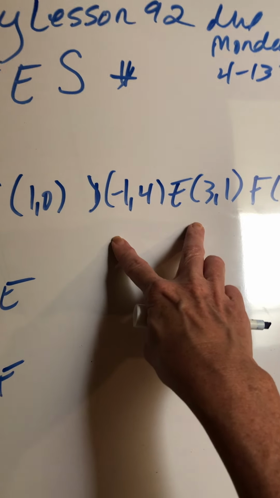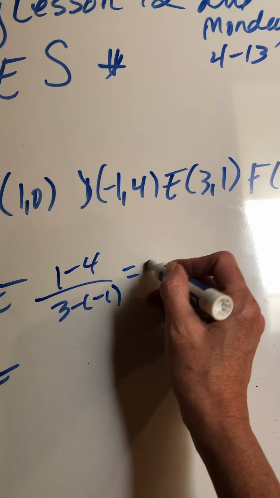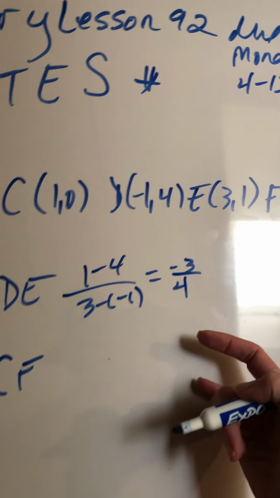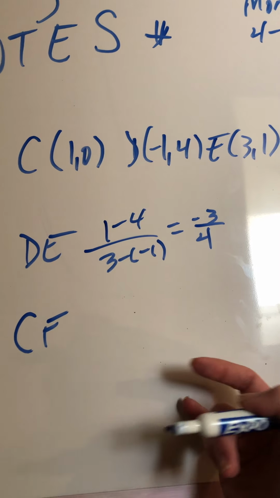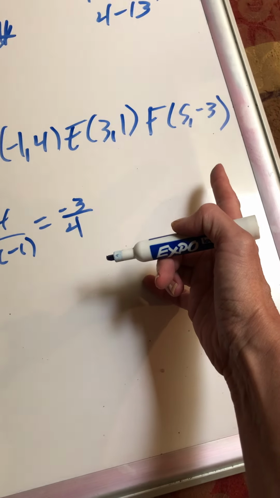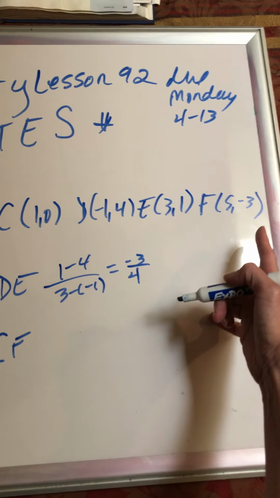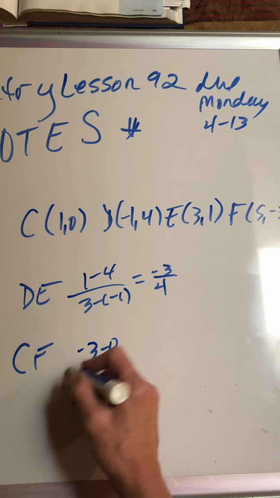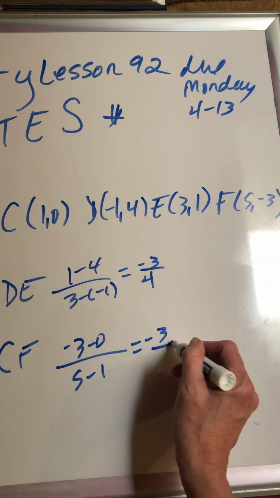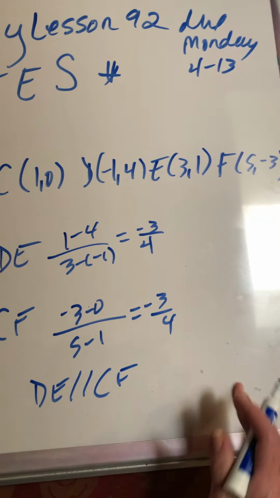So DE, slope formula, 1 minus 4 over 3 minus -1. That'd be -3 over 4. So CF has got to be -3 over 4. Sorry, I need to go to F. I was looking at C. C and F. So -3 minus 0 on the top, and then 5 minus 1 on the bottom, which would give me -3 over 4. So that shows that DE is parallel to CF.